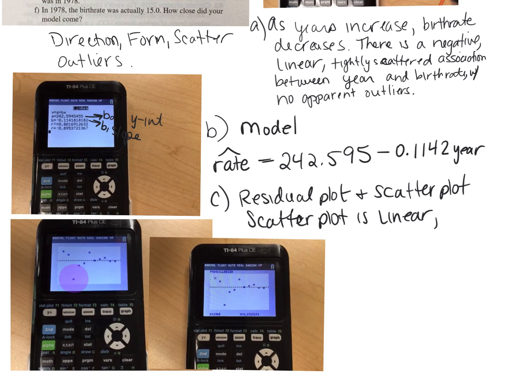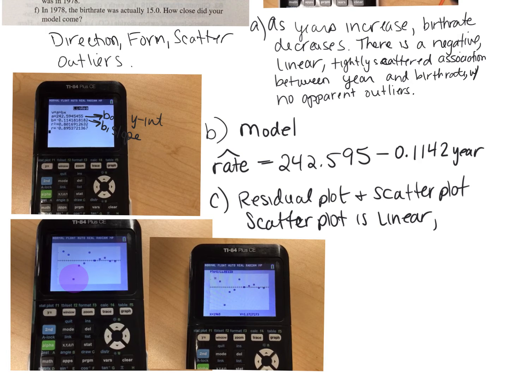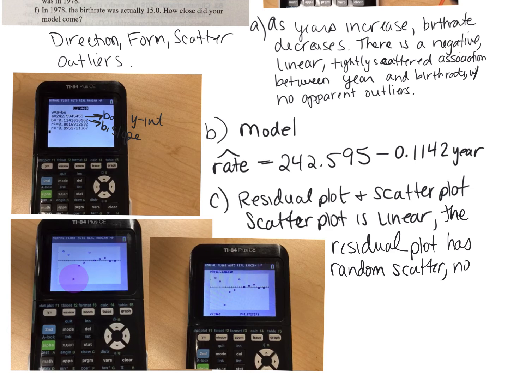So the scatter plot is linear, the residual plot has random scatter, no pattern, and pretty consistent spread. So a linear model is appropriate.